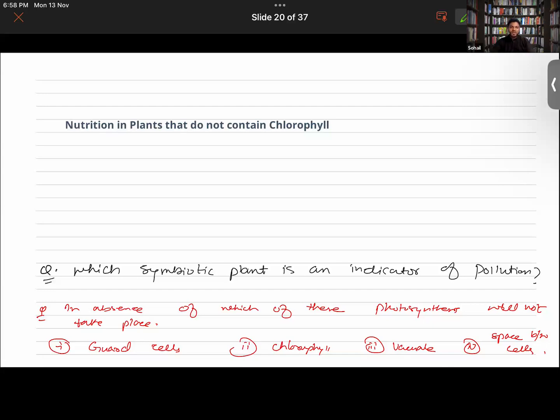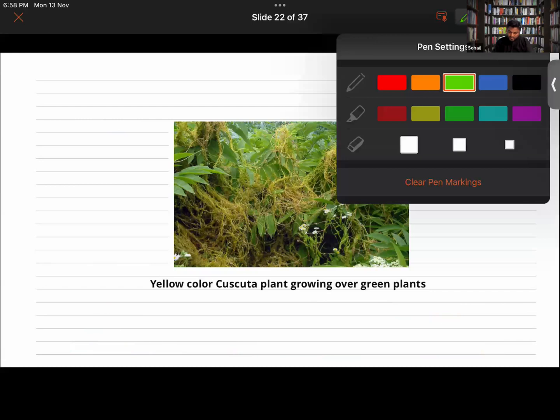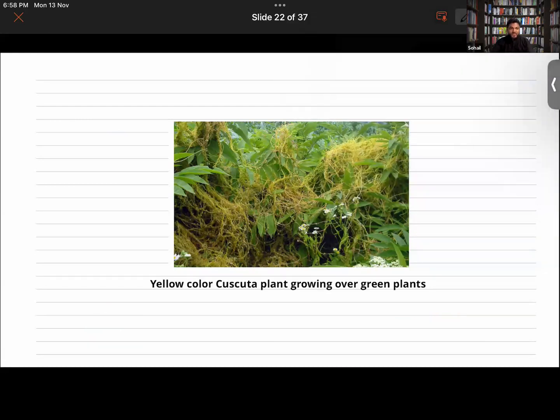All right then. So let's start discussing these types of heterotrophic plants. First of all, you have this parasitic plant, right?